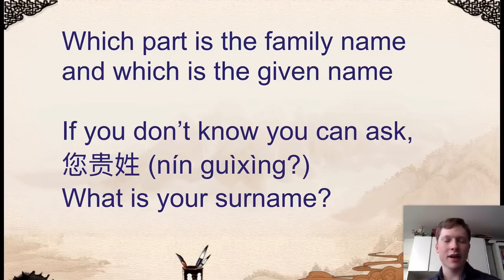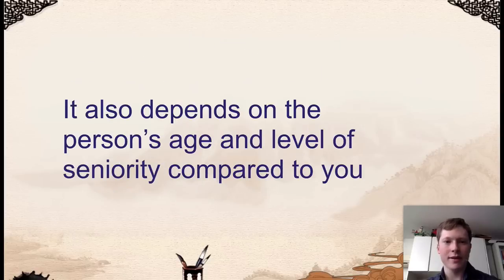Sometimes people will write this in an email or on a business card in capitals, which will make it easier for you. But if you're really not sure which of the person's names is the family name, then you can ask them what their surname is by saying 您贵姓, which means what is your surname or what is your honorable surname. So if you know the person's family name, then the next thing you need to think about is the age of the person compared to you, their level of seniority compared to you, and also the position that they might be in.